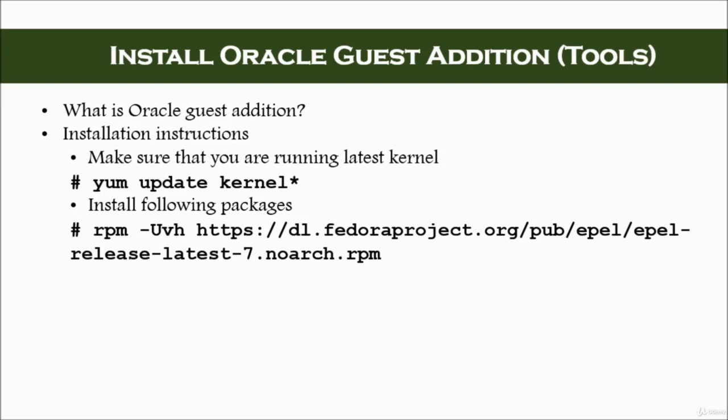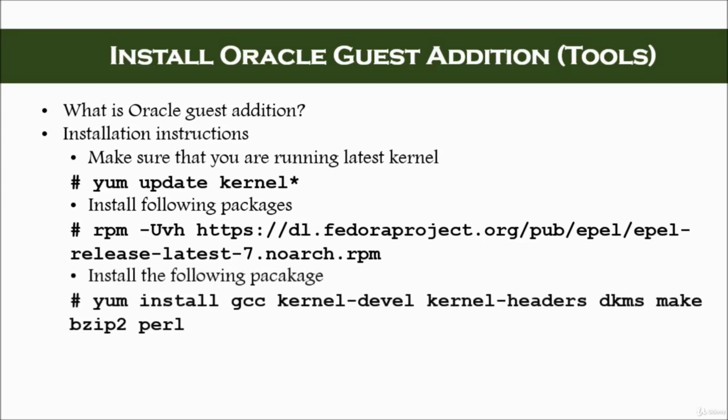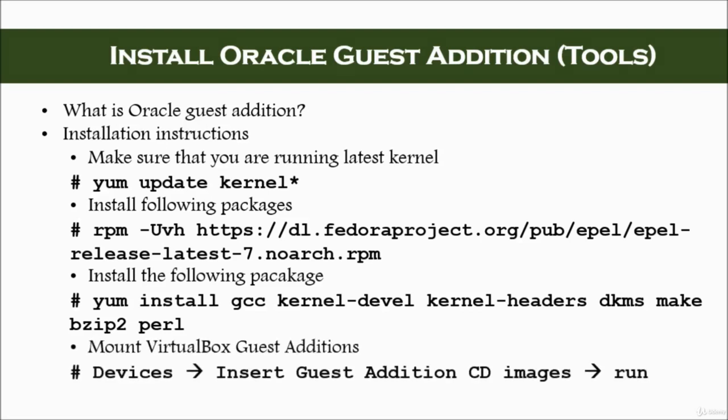Once I run this, I'll install this RPM package. Then I would have to install this list of packages with the command yum install gcc kernel-devel, kernel-headers, dkms, make, bzip2, and perl. Once all these packages are installed, then we'll go to the last part where we will mount the VirtualBox Guest Additions. This is what I'm going to show you now, how you could attach the device, insert the Guest Additions CD image from the virtual machine console.